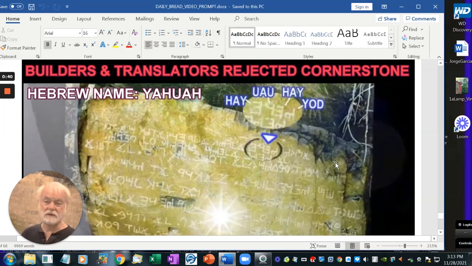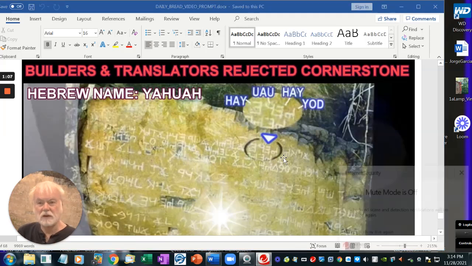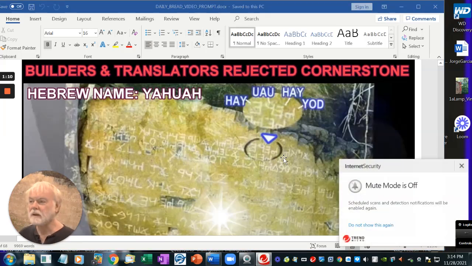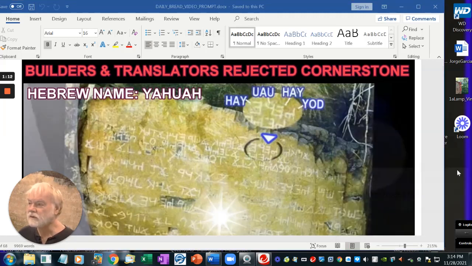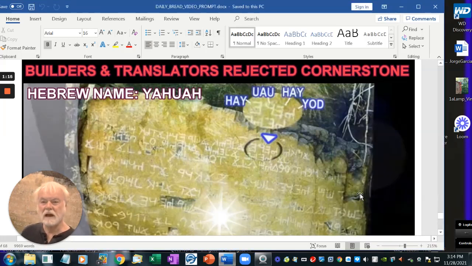The builders and translators rejected the cornerstone. Read the preface of your favorite translation, and you'll notice what the translators say about his name, and it's very confusing. They removed it, but it was really removed from their minds. This is a picture of the lost Luna stone that's right behind me. It's about 3,000 years old, during the days of Shlomo, when they were sent off in ships to make colonies.